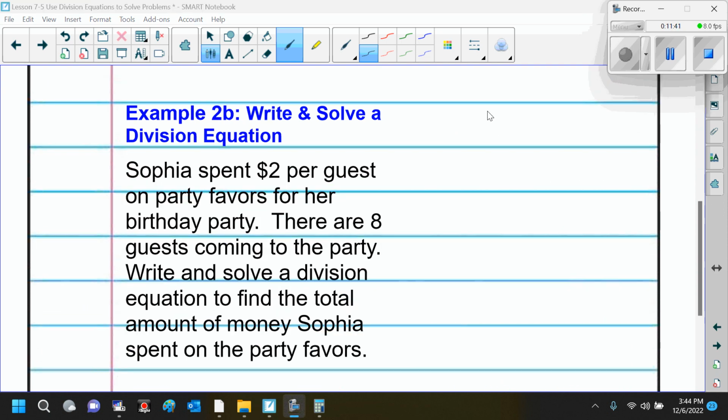All right, example 2b. We want to write and solve a division equation. So why don't you pause the video and try this one on your own and then come back to check it.